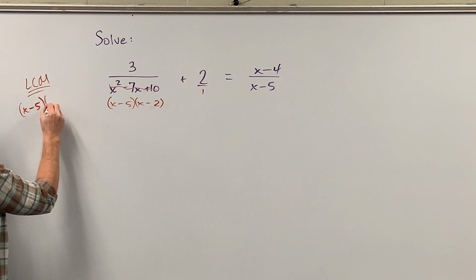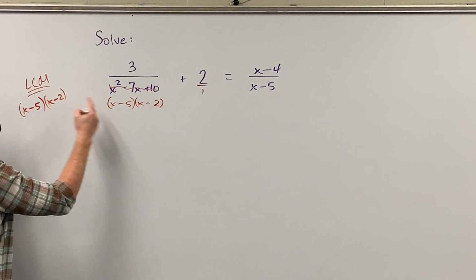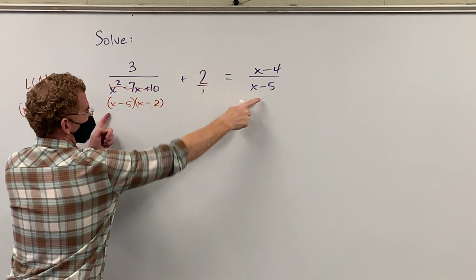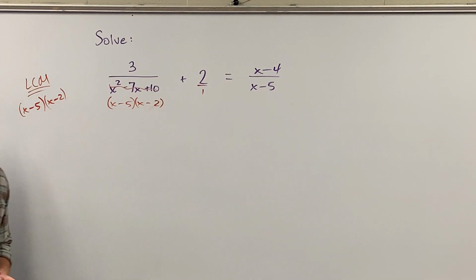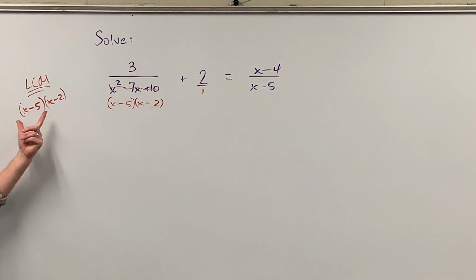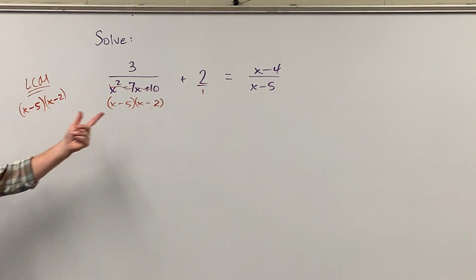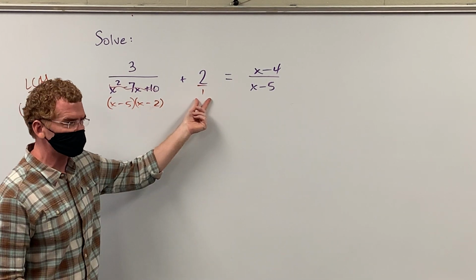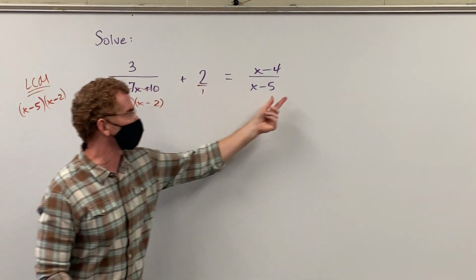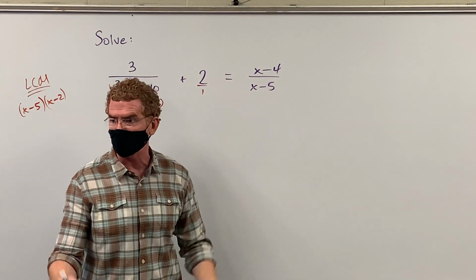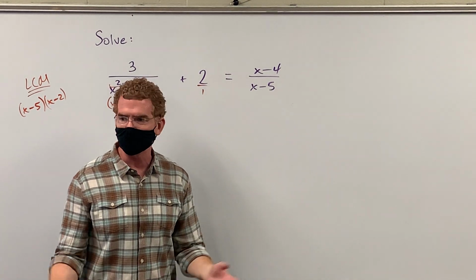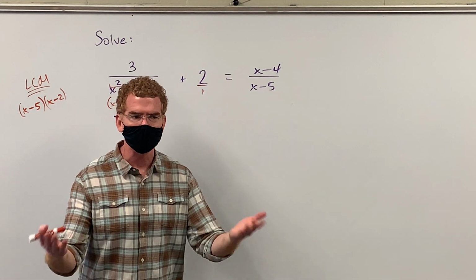The highest power of every factor. So 1 x minus 5, 1 x minus 2, and I guess a 1. So I could rewrite each of these. I could put an x minus 5, x minus 2 on the top and the bottom. I could put an x minus 2 on the top and the bottom, and I'd have common denominators. But I don't want to do that on an equation, right? On an equation, what gift do I have?